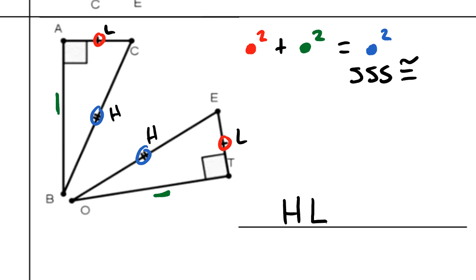Now, if I had the two legs, if I had the green one, for example, and the right angle, I would be saying they're congruent by side angle side. But we already have that, so this is a different setup. We've got two right triangles, congruent hypotenuses and corresponding congruent legs, so HL.